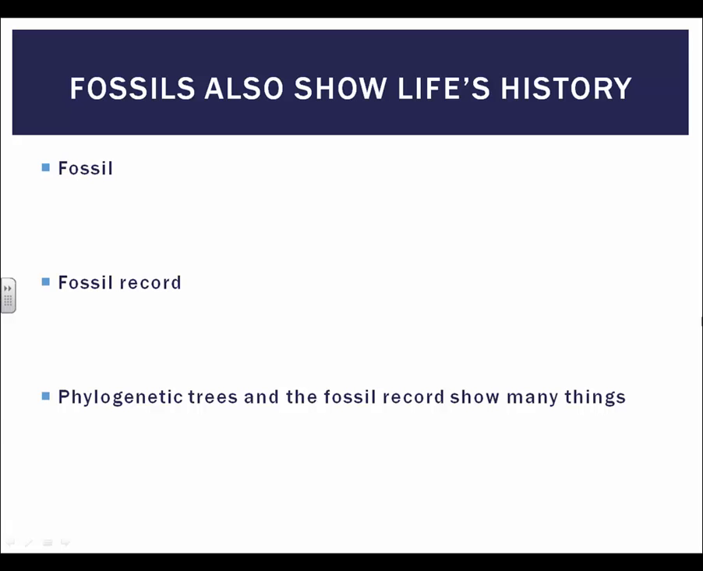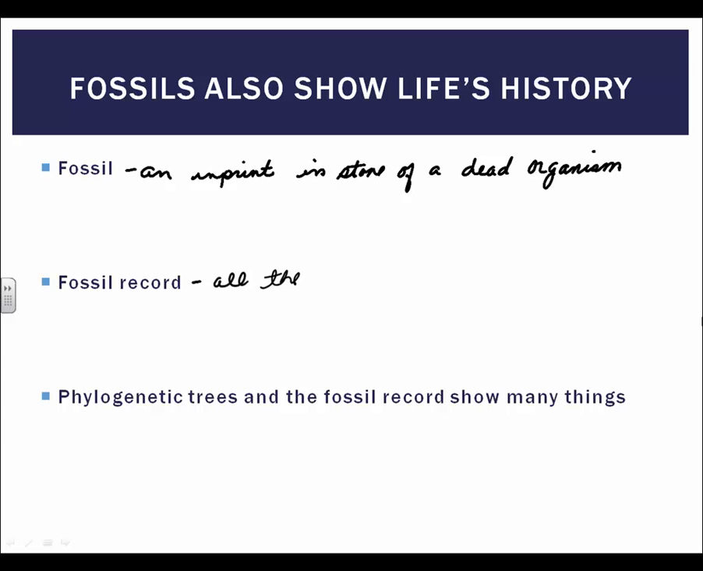Is it a dead organism? Is it a rock? What would we say a fossil is? A fossil essentially is a dead organism that has been imprinted in stone. So it's an imprint in stone of a dead organism. The fossil record is the cumulative body of fossils worldwide, all the fossils worldwide.